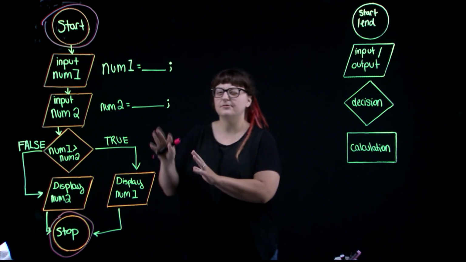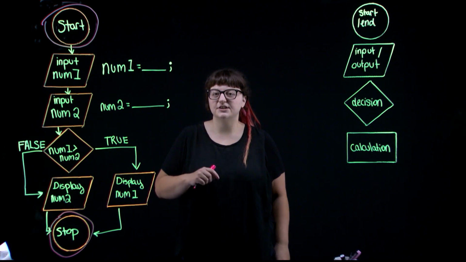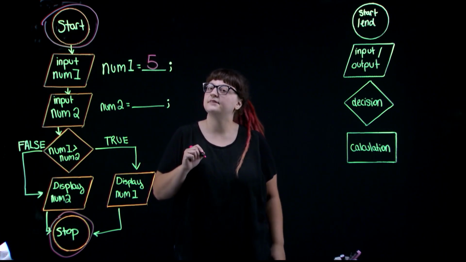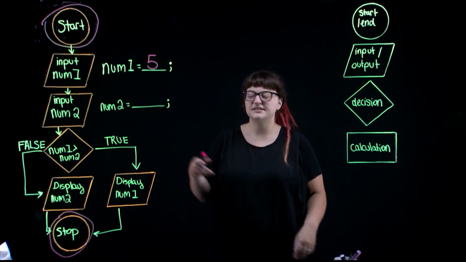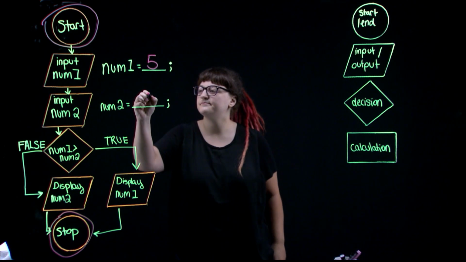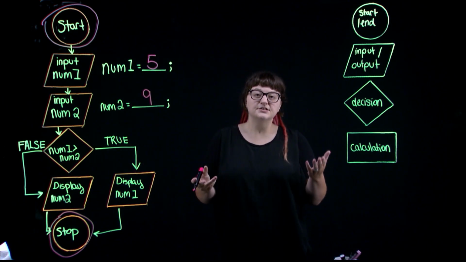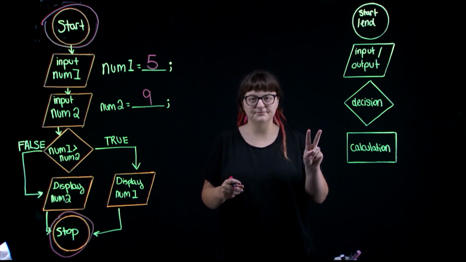Now let's pretend that we were running this as we go so we can play along. Let's say that I initialize num1 to 5. All right. Next, we have an input for num2. So this one, let's do 9. Okay. So far, we know that this program is going to collect 2 numbers from the user.